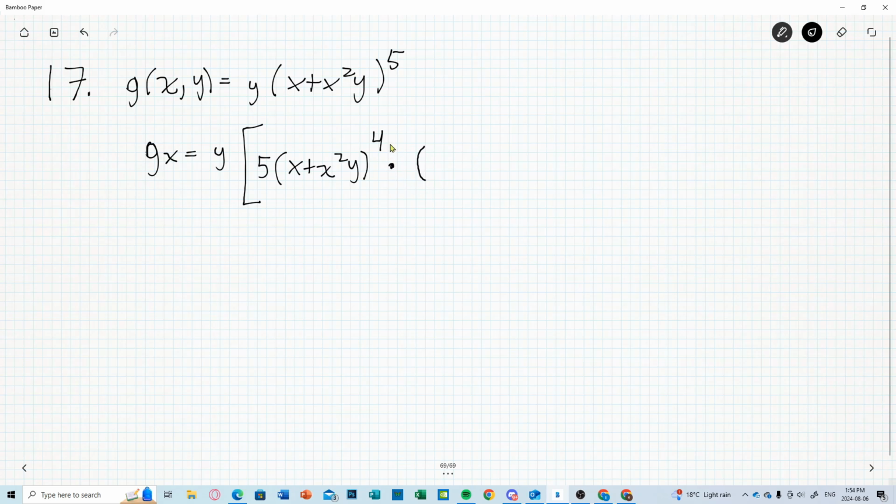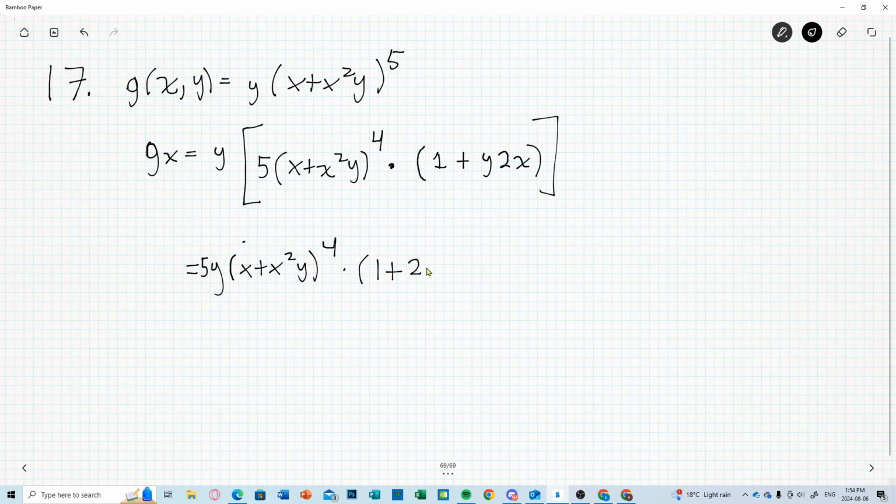But for partial derivatives, the inside of the bracket is still going to be the partial derivative of the inside. So our x is going to become 1 plus an x squared multiplied by y. Y is going to be a constant, so we can leave it there, but then our x squared will become 2x. And now, putting it all together, we get y multiplied by 5, so it'll be 5y, and then we'll have bracket x plus x squared y to the 4 multiplied by 1 plus 2xy.